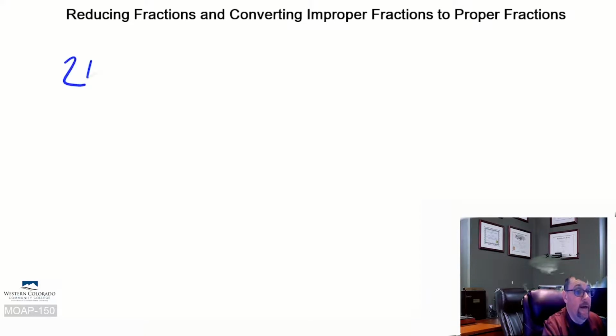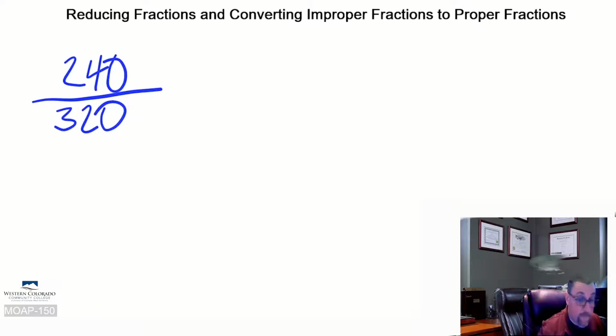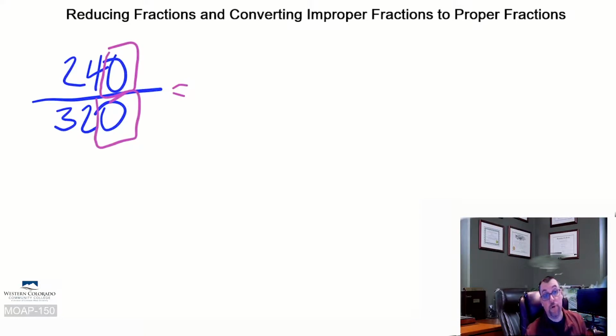So if we had 240 over 320 and we wanted to reduce this fraction, one way, probably the easiest way to do it, is to say that when we have a 0 on both sides, we know it's divisible by 10. So we could divide each side by 10. If we know that, that's great.